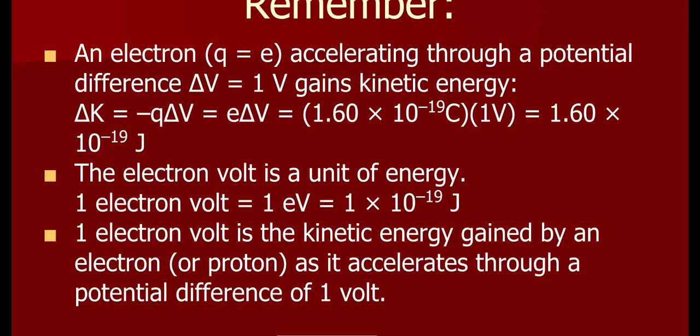So an electron will accelerate through a potential difference, delta V of 1 volt, gains kinetic energy. So delta K equals negative Q delta V. So what happens here is that the electron is negative, right? And this thing already has a negative, so now the E is positive here. Are you okay with that? E is positive. And then this is just the charge on an electron, 1.6 times 10 to the negative 19, times 1 volt gives me 1.6 times 10 to the negative 19 joules.